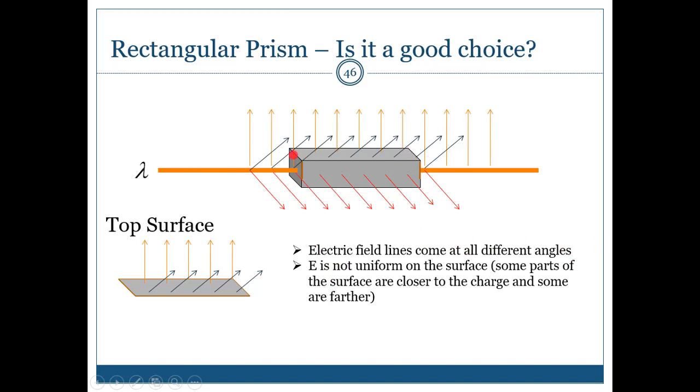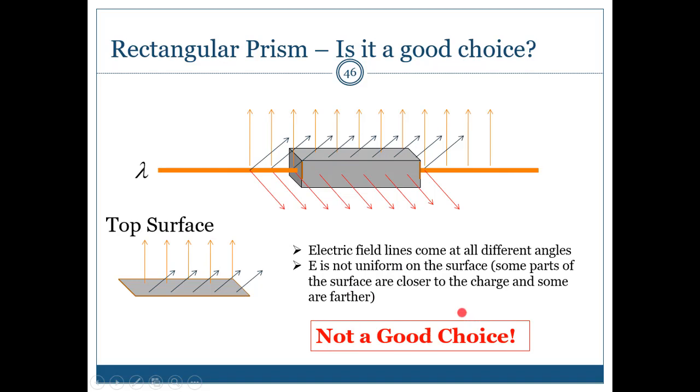Also, see, this is a surface straight above the line. The center of this surface is closest to the line. As you go away from the center of this surface, you are farther away from the line, meaning no uniform E fields. Hence, rectangular prism is not a good choice.